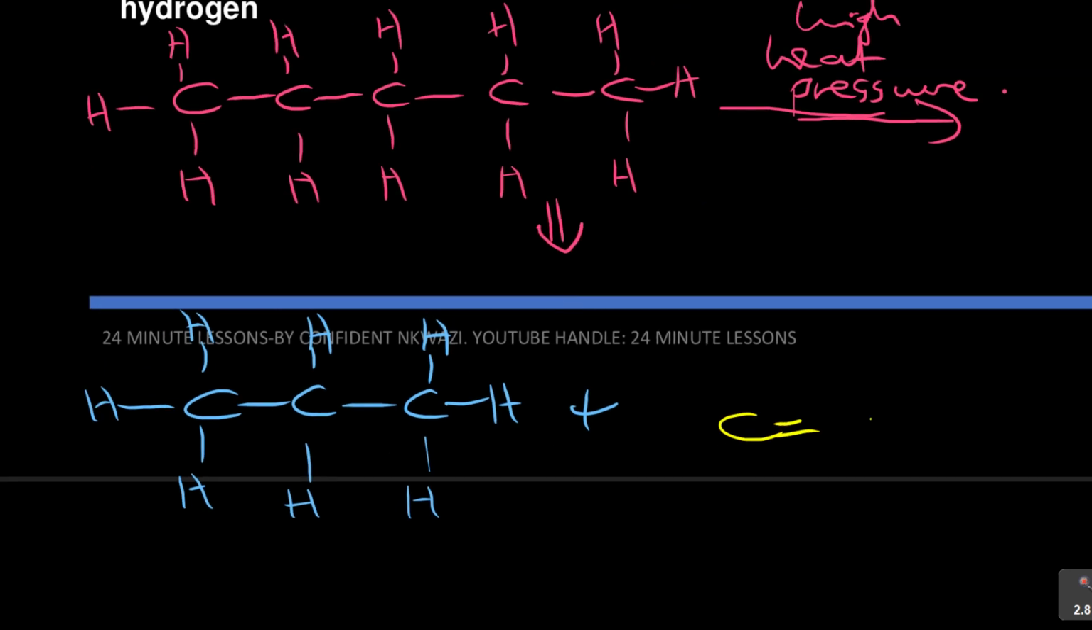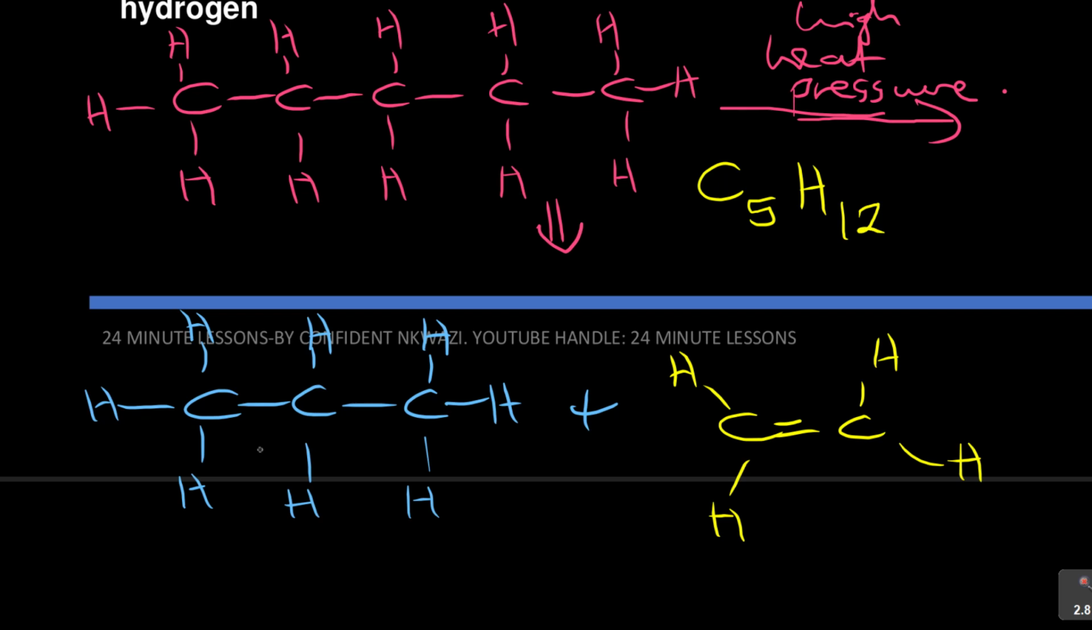Now, the best thing is to look at the molecular formula. What is this? It's C what? 1, 2, 3, 4, 5. C5H what? 1, 2, 3, 4, 5, 6, 7, 8, 9, 10, 11, 12. Right, let's look at this one. C what? C3.